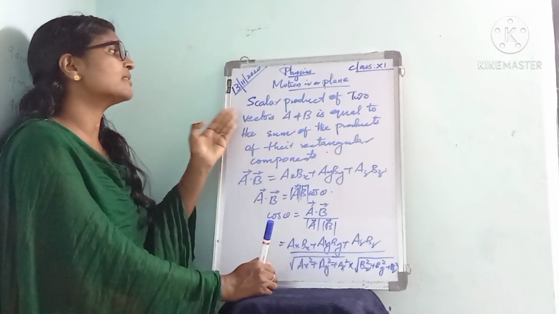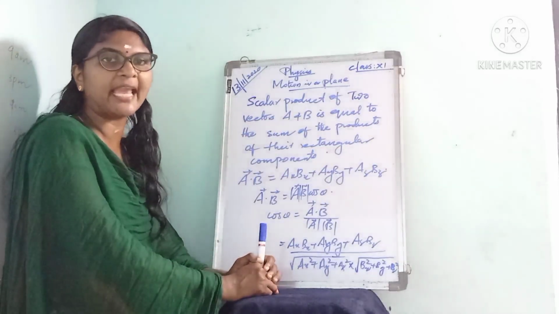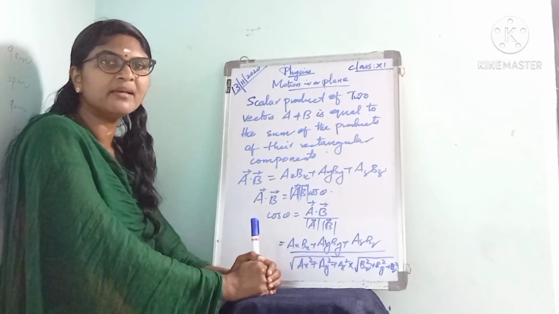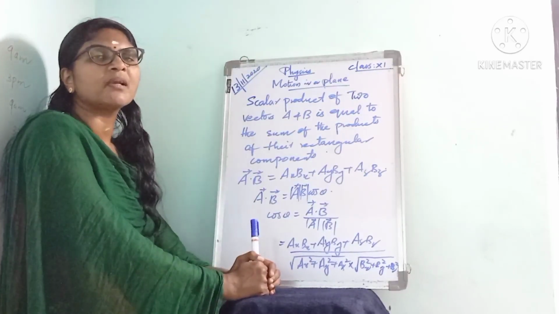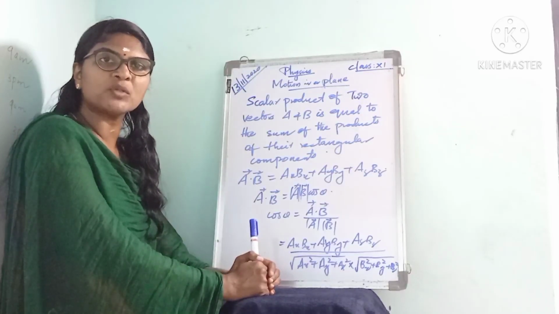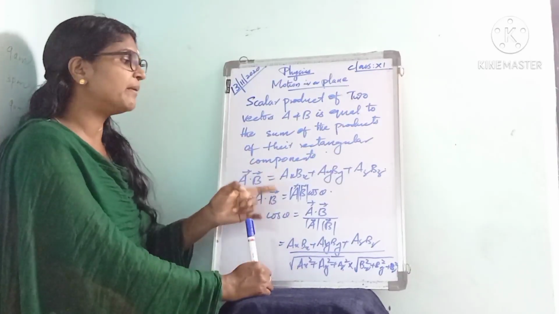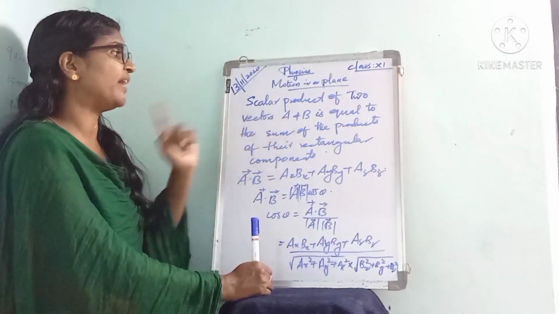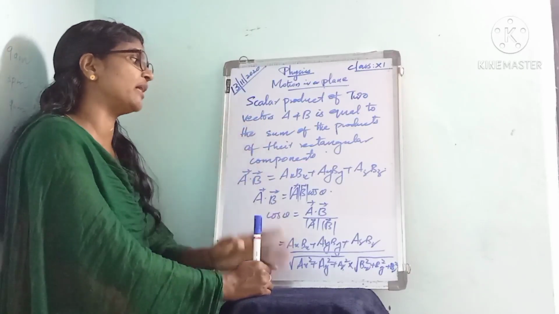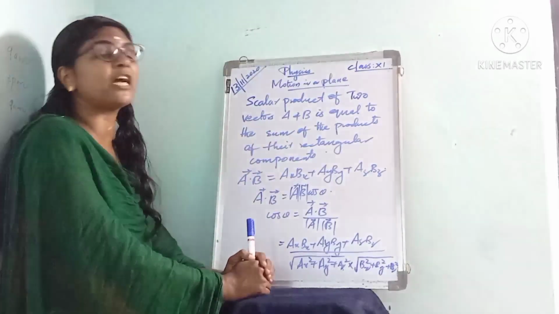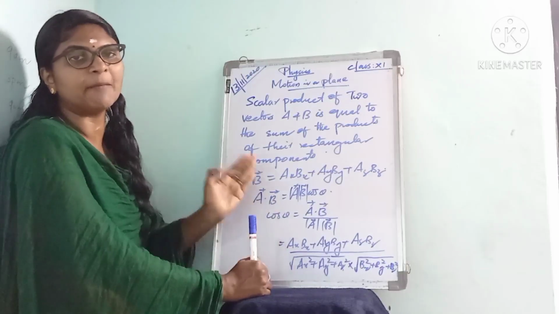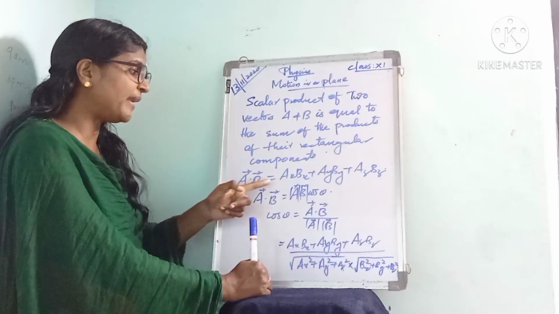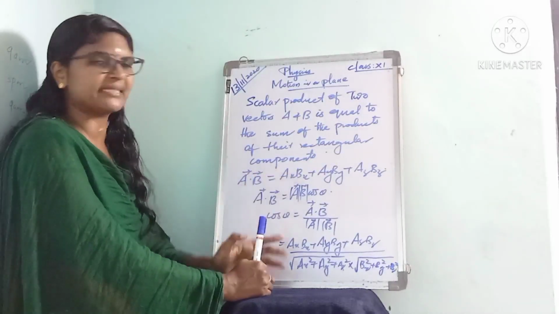When we consider the scalar product of two vectors A and B, you know the equation for the scalar product of two vectors A and B: A dot B is equal to mod A mod B cos theta. That thing you know. And this can be written in terms of rectangular components. The scalar product of two vectors A and B is actually equal to the sum of product of their rectangular components. So we can write A dot B as AX BX.